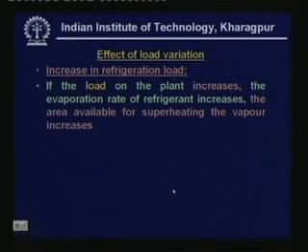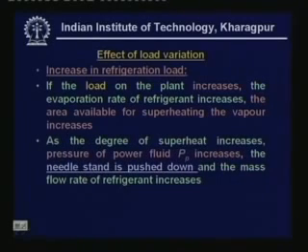If the load on the plant increases, the evaporation rate of refrigerant increases, and the area available for superheating the vapor increases. As a result, the degree of superheat increases. The degree of superheat increases means the pressure of the power fluid PP increases. Why does PP increase? Because once the degree of superheat increases, the temperature at the exit of the evaporator Ts increases, and this temperature is sensed by the feeler bulb. That means the feeler bulb temperature increases.